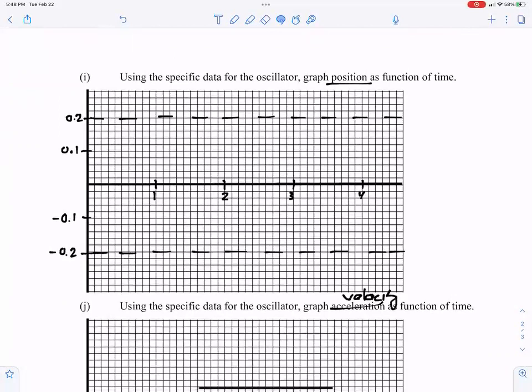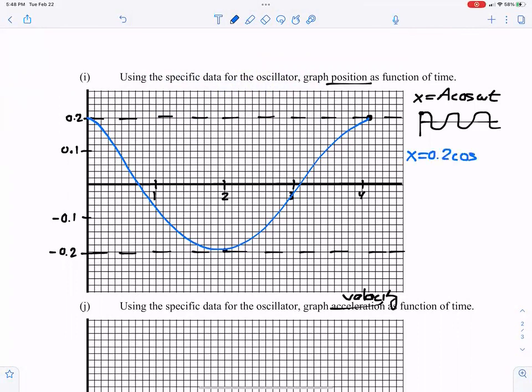Now, my first one is going to be x equals a cosine omega t. Remember what a cosine graph looks like. Cosine graph starts up here, looks like that. So how often is it going to repeat? It's going to repeat every 4 seconds. So that means at 2 seconds, it's going to get to the other side. So let me graph this in blue. My cosine graph would look like that. And there's my function for x is equal to 0.2 cosine pi over 2 times t.